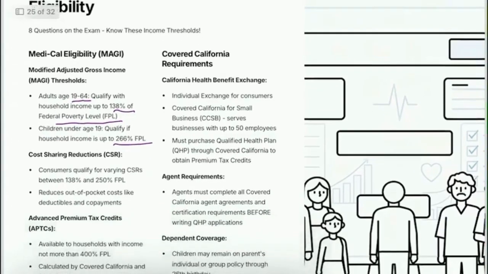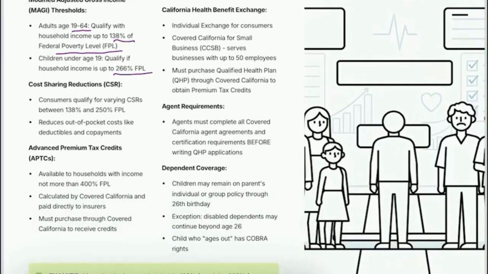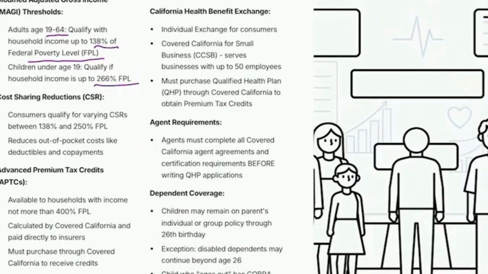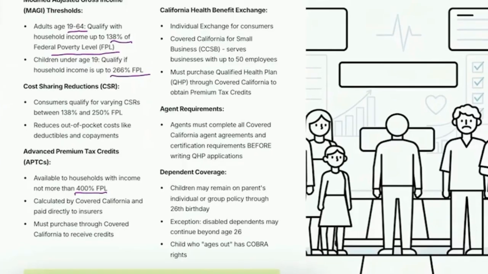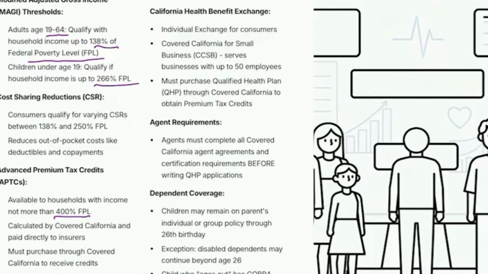The advanced premium tax credits. So these are those credits that can come into place and lower your premium, and sometimes it's quite substantial. It is available to households with income not more than 400% of the federal poverty level. You're generally not going to be asked on the percentage of poverty levels. I would still write them down when you're taking your notes. You will more want to understand what these all are for, right? This is calculated by Covered California and paid directly to insurers. You must be purchasing through Covered California to receive credits.